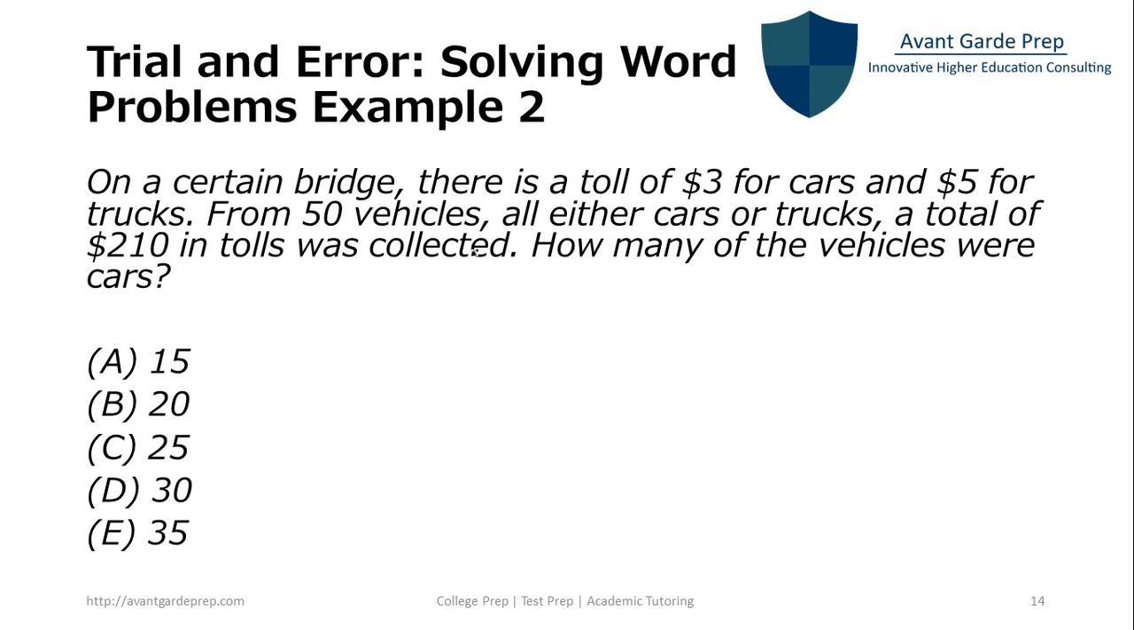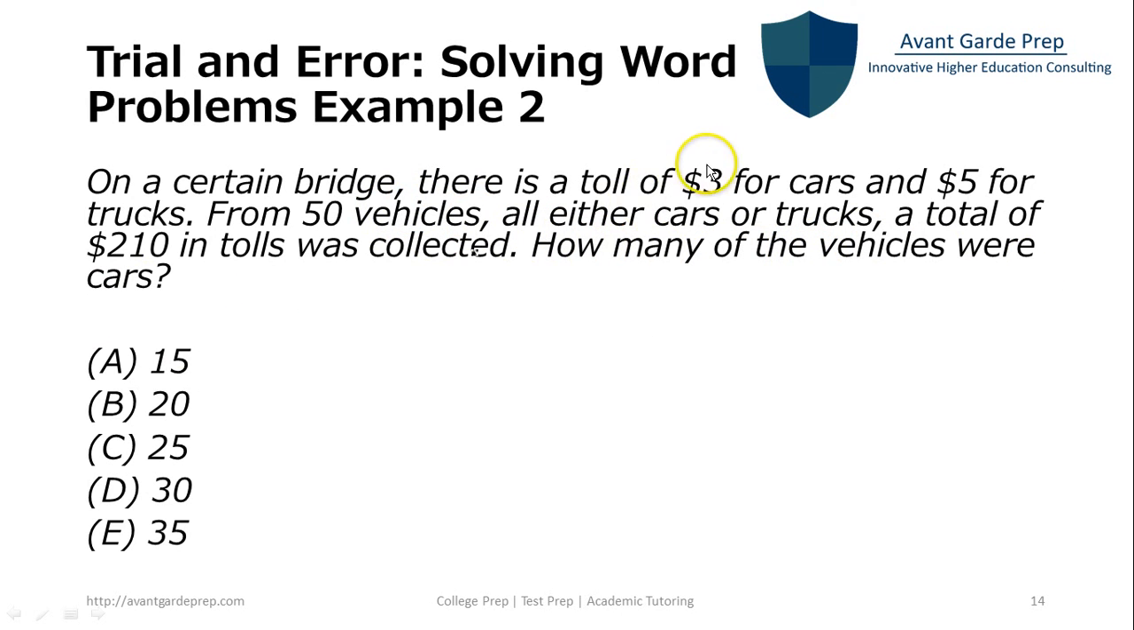Example 2 reads, on a certain bridge there is a toll of $3 for cars and $5 for trucks. From 50 vehicles, all either cars or trucks, a total of $210 in tolls was collected. How many of the vehicles were cars? So this question has a little bit more information. And we know the question is asking for, of the 50 vehicles, how many were cars?